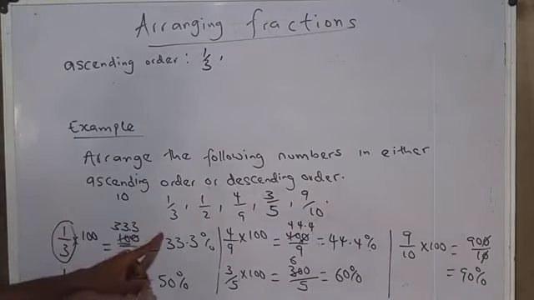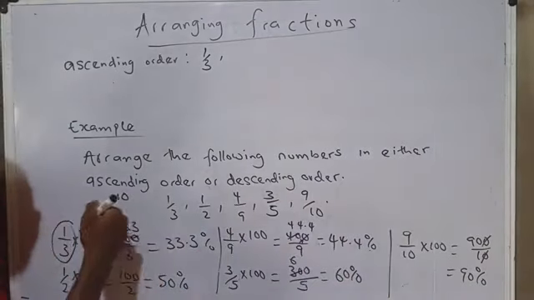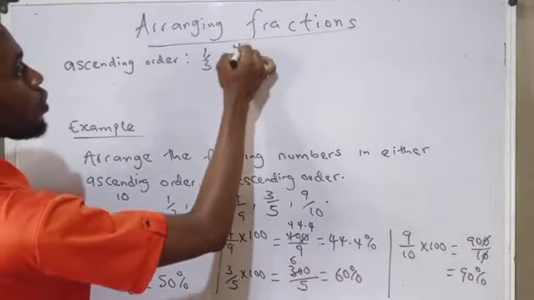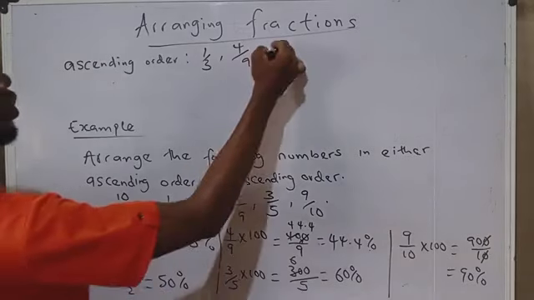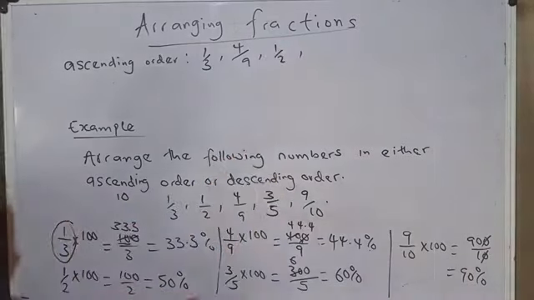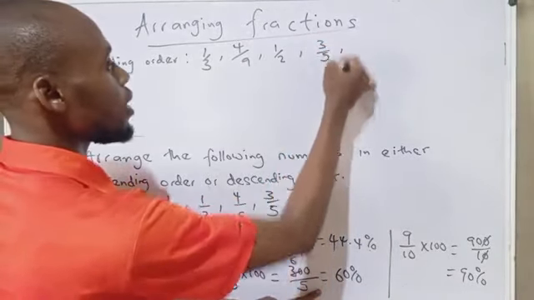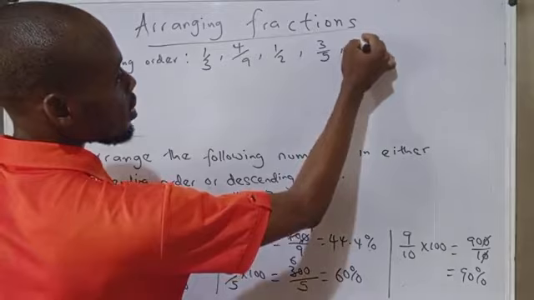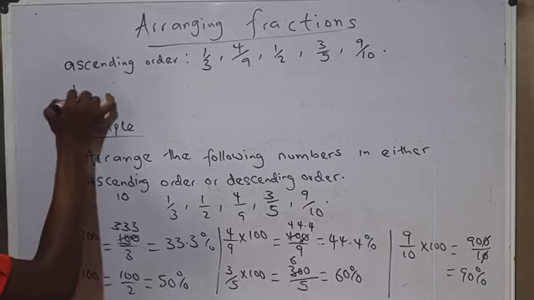So that means 1/3 first, then followed by, which one is the next? 44.4, right? And that will be 4/9, and the next one is 50%, right? And that will be 1 over 2, followed by the next one, which is 60 percent, 3 over 5, and followed by the last one, which is what? 90 percent. That will be 9 over 10. And we are done. Now, let's go to descending.